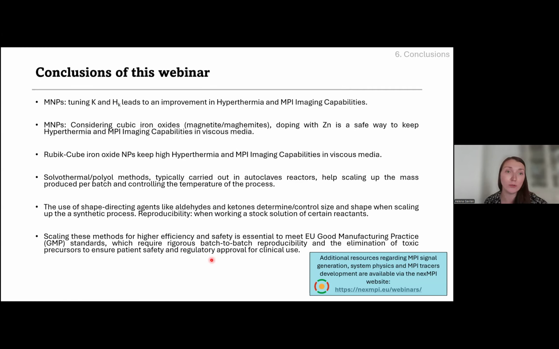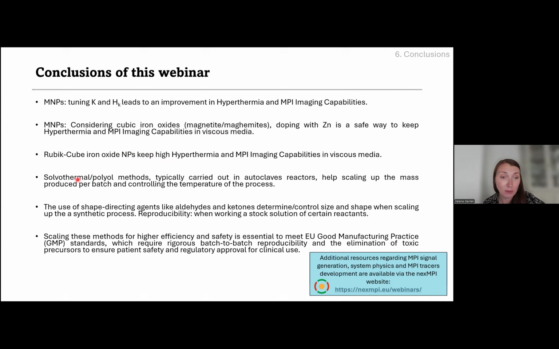And I just want to conclude this webinar by telling that regarding the magnetic nanoparticles, tuning the anisotropy and the anisotropy field leads to an improvement in hyperthermia and MPI imaging capabilities. Considering the cubic iron oxide like magnetite and maghemite, doping with zinc is very interesting. It is a safe way to keep hyperthermia and MPI imaging capabilities in viscous media. Then for Rubik's cube iron oxide nanoparticles, this new system is very interesting because it has high hyperthermia and MPI imaging capabilities even in viscous media.